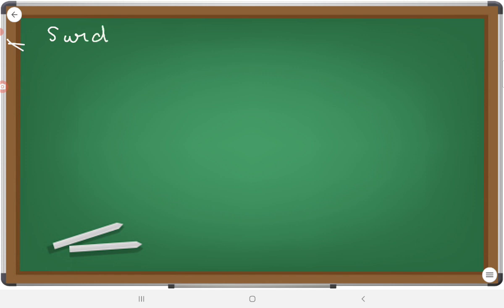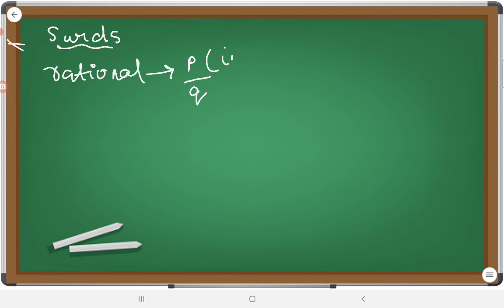So in this video we are going to learn the chapter surds in math. Before that, you have to know two basic terms: rational numbers and irrational numbers. Rational numbers are numbers which can be expressed in the form of p by q, that is nothing but a fraction, and here p and q should be integers. So these are rational numbers.